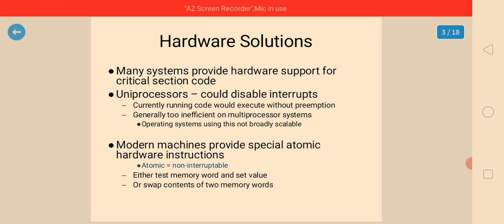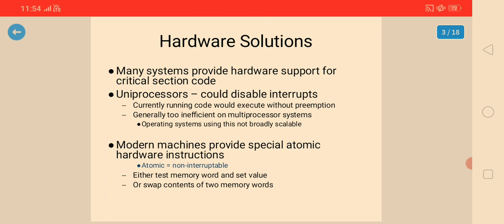Here the processor could disable the interrupts. P2 is waiting, and the processor interrupts P2, so it does not disturb P1 until P1 has finished its execution in the critical section. The currently running code would execute without preemption.